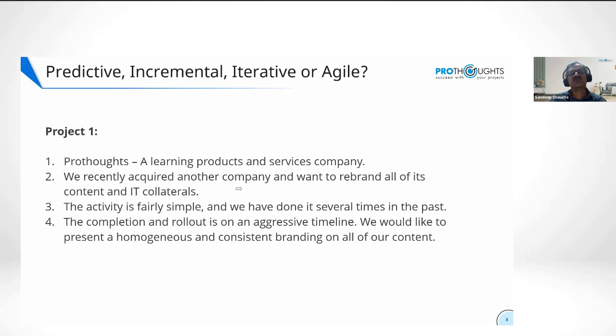So let's think about this. Do we think there will be a lot of change in this project? Degree of change? Low. Because we have bought this company, ProThoughts, and we want to rebrand it. What's the change in this? I know how to do it. I know what to do as well. There's no change here. Do we want to have multiple rollouts?